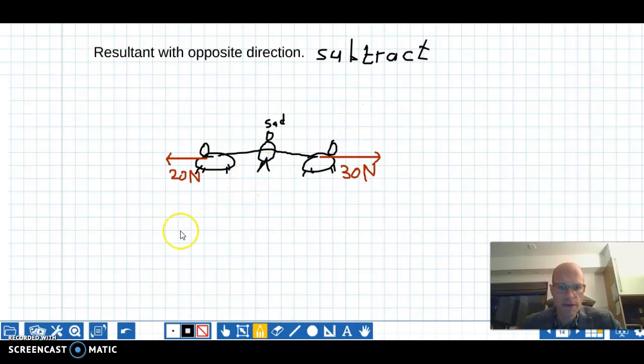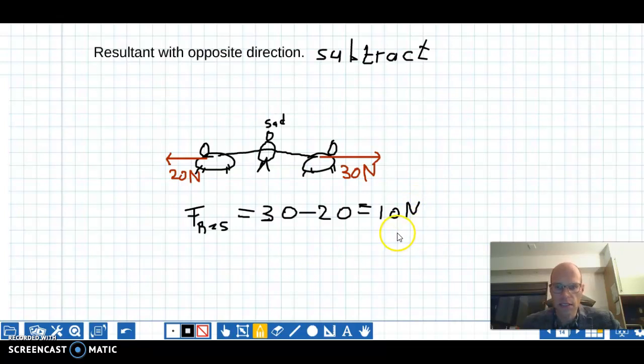Okay, so what do we have here for the resultant force? The resultant force is equal to 30 minus 20, which is equal to 10 newtons to the right.